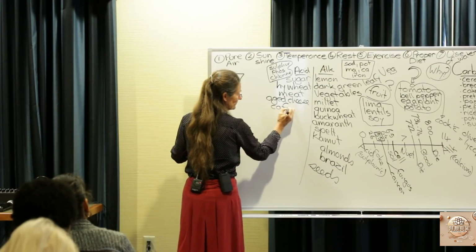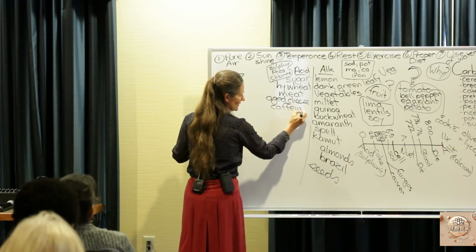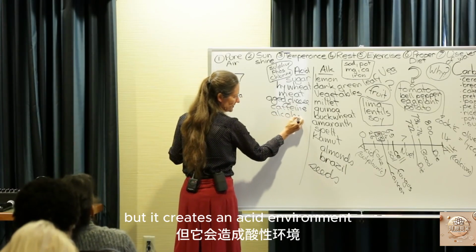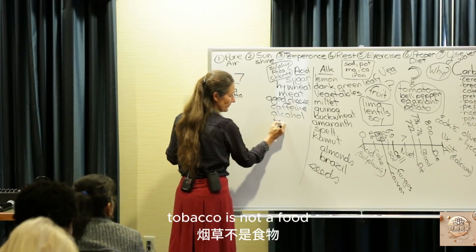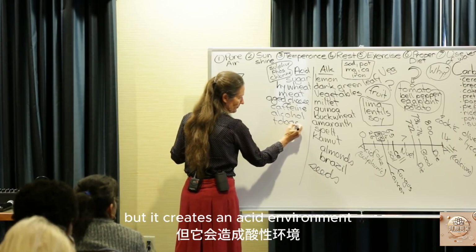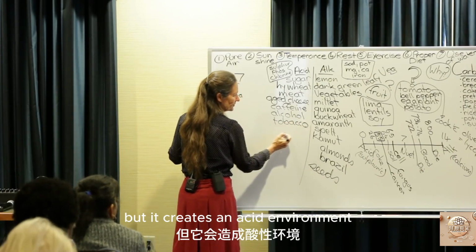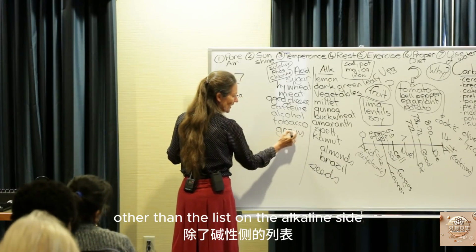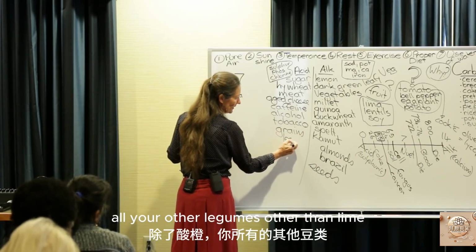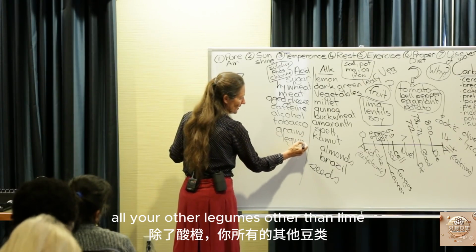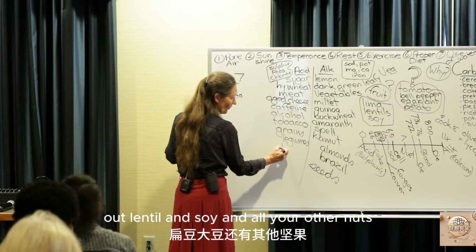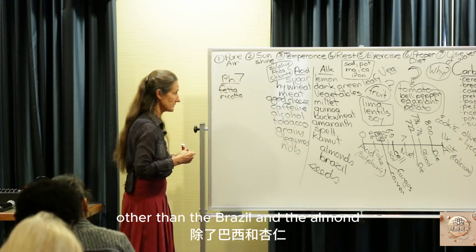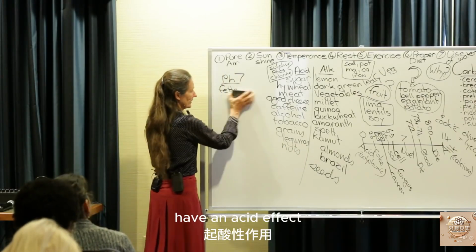Caffeine is acid forming. Alcohol is not a food, but it creates an acid environment. Tobacco is not a food, but it creates an acid environment. All your other grains, other than the list on the alkaline side, all your other legumes, other than lima, lentil and soy, and all your other nuts, other than the Brazil and the almond, have an acid effect.